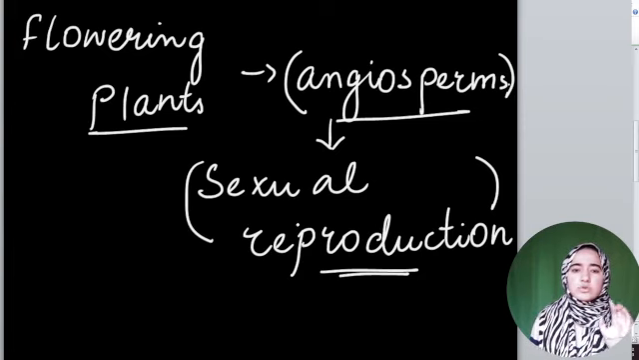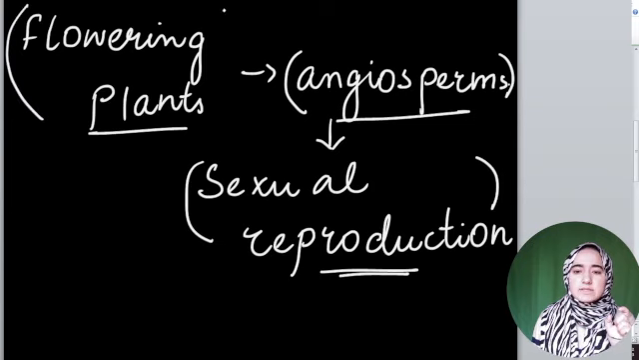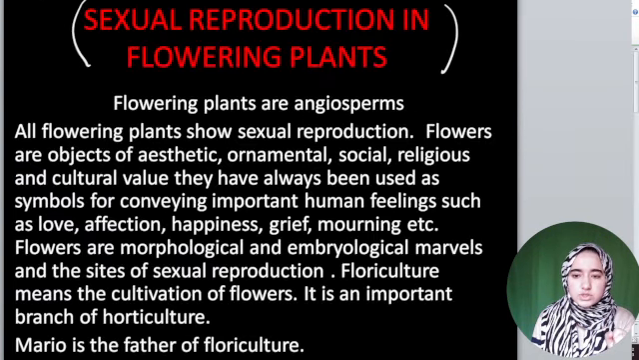Basically they have different structures, male and female structures. We are going to discuss that, but first of all, please remember that flowering plants are angiosperms and they show sexual reproduction.